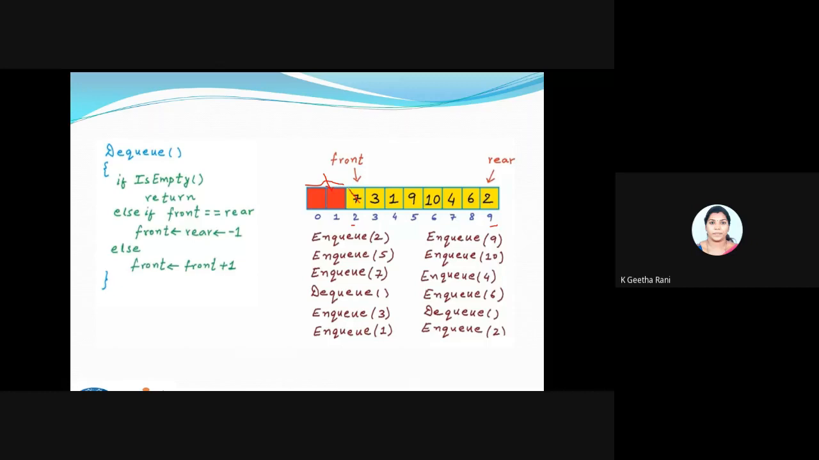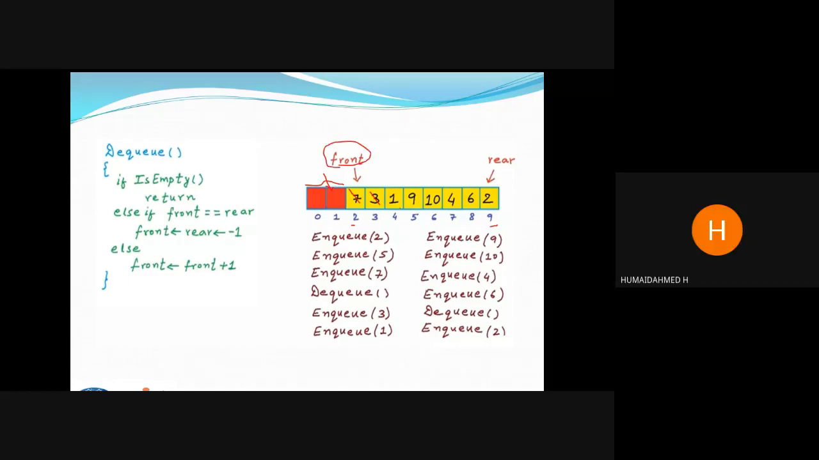This particular index I'm going to use only for DQing. I won't be using this pointer for NQing. That's why we are using a circular array. The space will be there, but I can't fill it again because the position here is front, not rear.